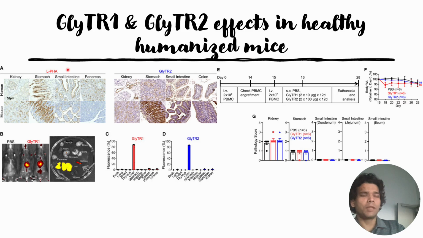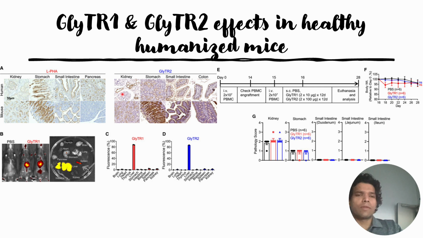So first they checked the tumor tissue microarrays of humans and humanized mice, of different organs, and they are able to see that for GlyTR1, that is LPHA, staining in different organs such as kidney, stomach, small intestine, and pancreas for human. Similarly, they have seen the staining for the humanized mice also, except for the pancreas. For the pancreas, the humanized mice do not show any staining. It's like a negative control.